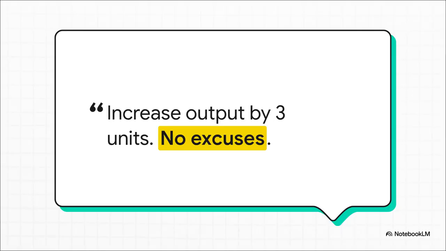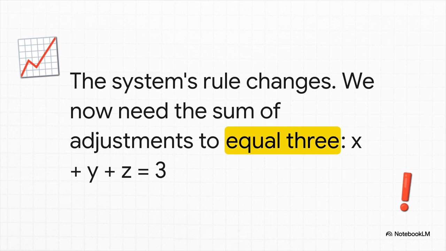And there it is. Simple, direct. Increase output by 3 units. They don't care why, they just need the power. The how, well, that's our problem now. And our nice, comfortable little rule about everything summing to 0 just went right out the window. So the whole game has changed.